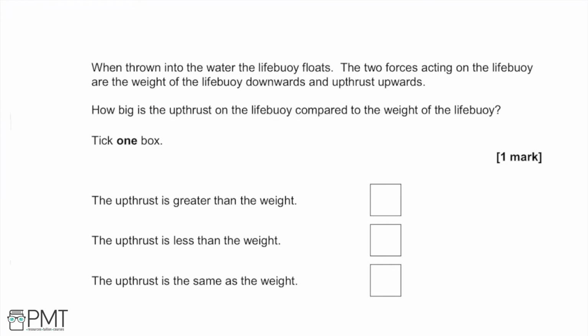So now we're told that when thrown into the water, the lifebuoy floats. The two forces acting on the lifebuoy are the weight of the lifebuoy downwards and then the upthrust upwards. And then we're asked, how big is the upthrust on the lifebuoy compared to the weight of the lifebuoy? So here I'll probably find it easy to start with a diagram, just making sure I know exactly what's happening. So if we draw the lifebuoy here, then we have the upthrust, which is going to be acting upwards on the lifebuoy, and then of course we have the weight, which is going to act downwards.